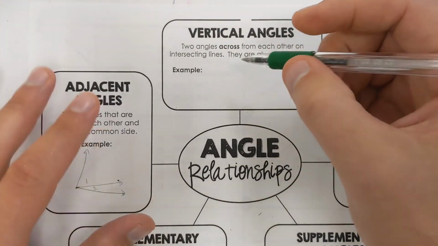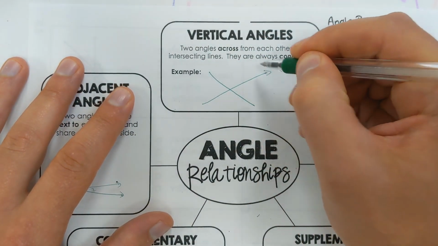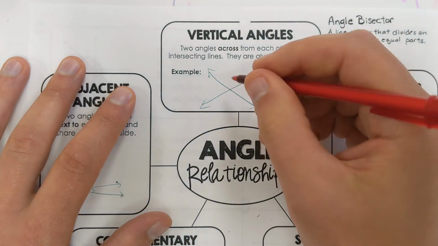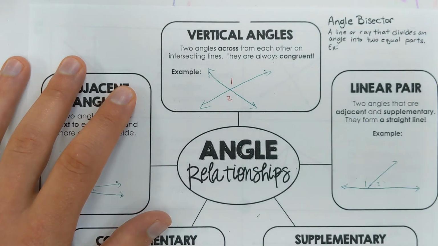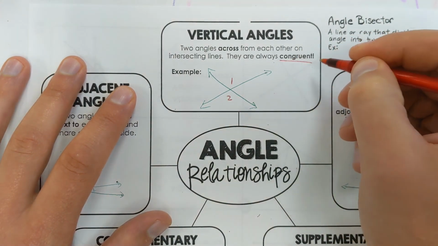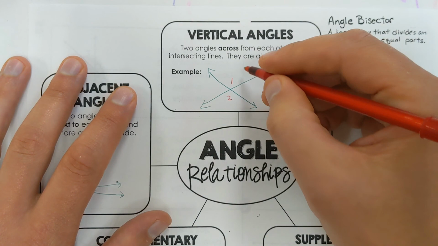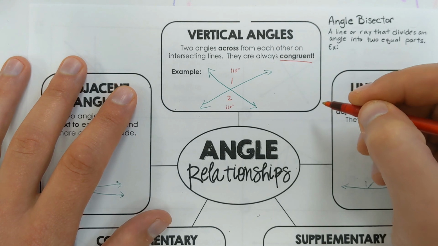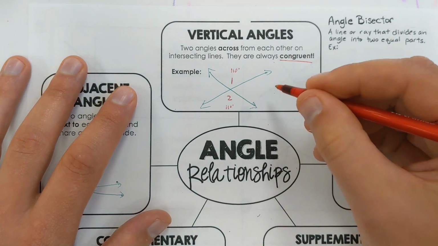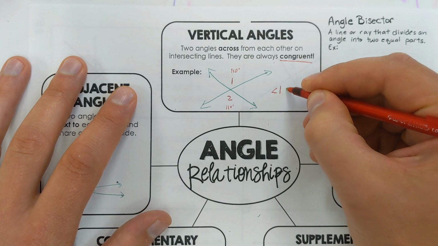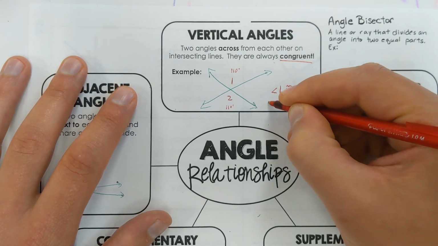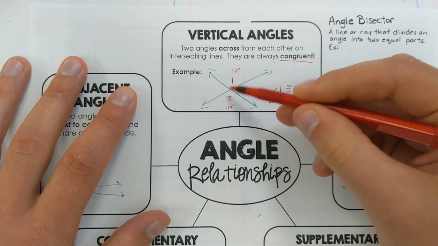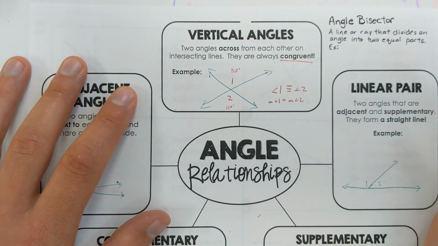Vertical angles right here. Formed by intersecting lines, but they're across from each other. Angle 1 and angle 2. They are always congruent. That's another way of saying they're always equal. So if this angle was 110 degrees, this angle would also be 110 degrees. We'll talk about why a little bit later. But angle 1 is congruent to angle 2. Or the measure of angle 1 equals the measure of angle 2. But they have to be across from each other. If they're not across from each other, they are not vertical.